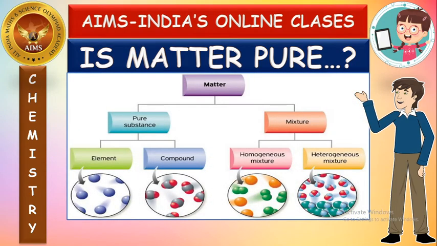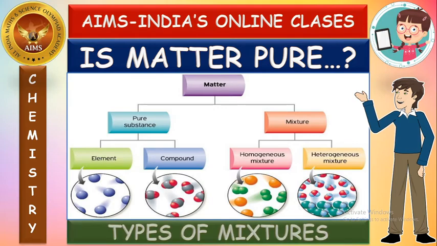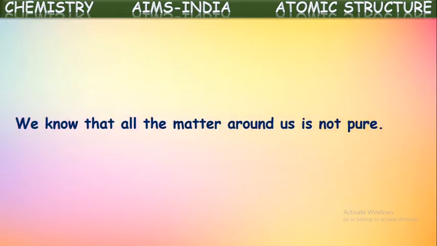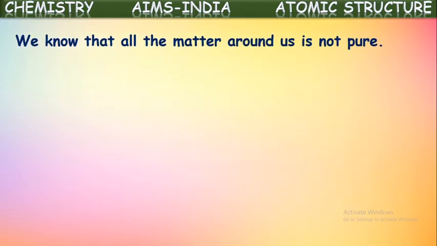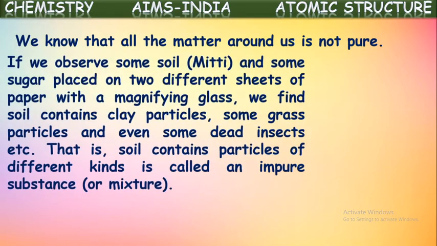Here we are discussing the chapter Is Matter Pure? In this session, we are going to see about types of mixtures. We know that all the matter around us is not pure. Yes, the matter which is around us may not be pure. Some substances are pure and some are impure substances.